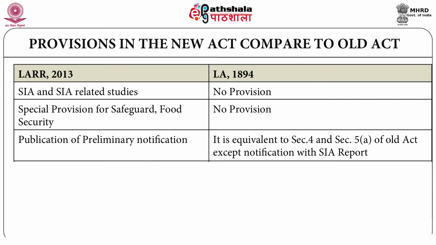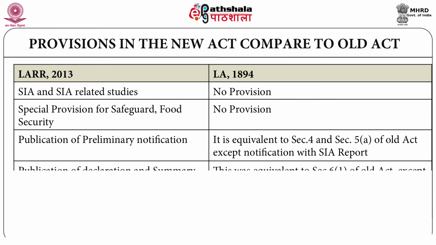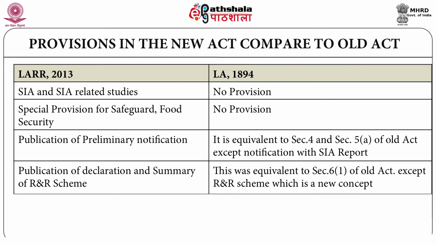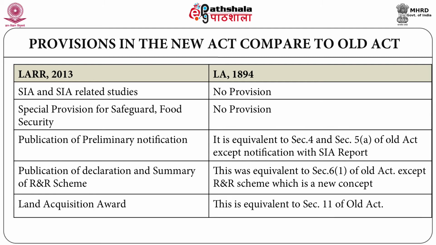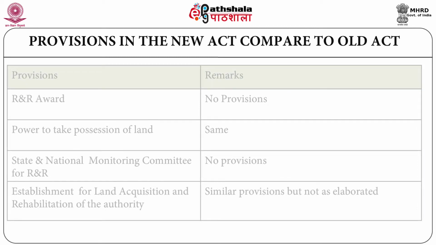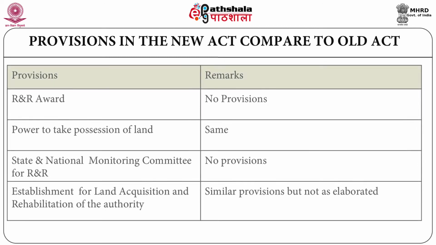Then regarding the publication of declaration and summary of the resettlement and rehabilitation schemes, we find that it is similar to the old act, that is Land Acquisition Act of 1894, except the rehabilitation and resettlement scheme, which was only part of the new act. And regarding the Land Acquisition Award, it is similar in both the cases. Regarding the power to take possession of land, also it was similar.